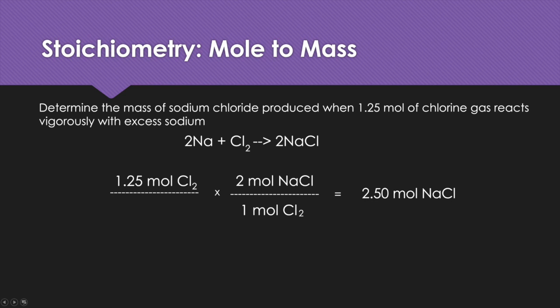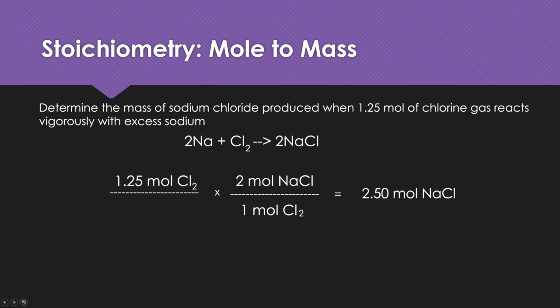Then you create your next bar. And this is where the mole ratio comes into play, if you remember from the previous steps. So in stoichiometry, the question will always have a certain part of the equation that you need to look at. So in this equation, we need to look at NaCl and Cl2.